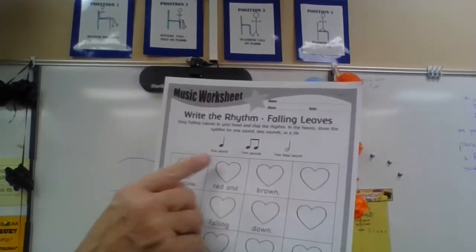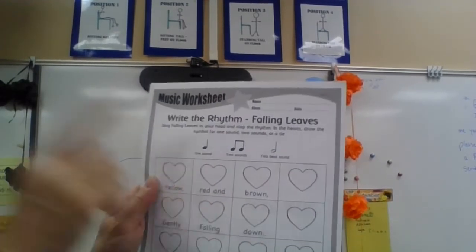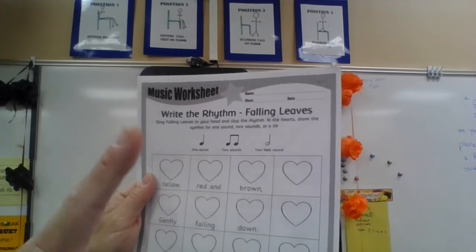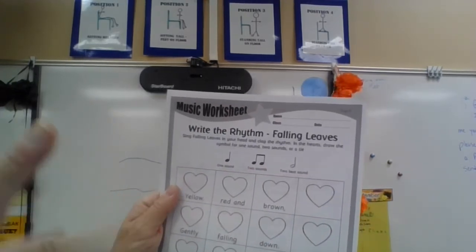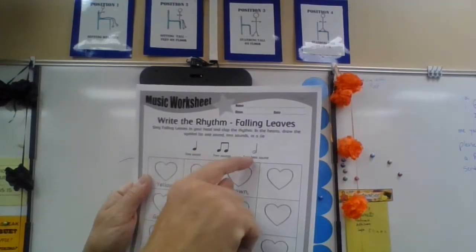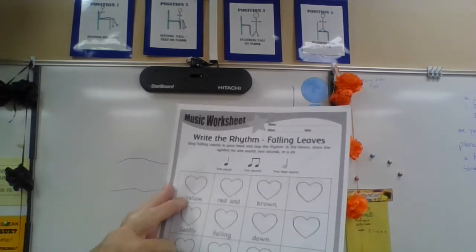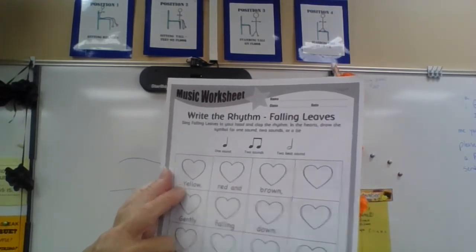You're going to take a pencil and write a quarter note if it's a ta, if there's one part to the word, ta. Remember, if there's two sounds to the word, ti-ti. And if there's a long sound for two long wings, that's what it looks like. So here, this is the word yellow in this square. How many parts are in the word yellow?